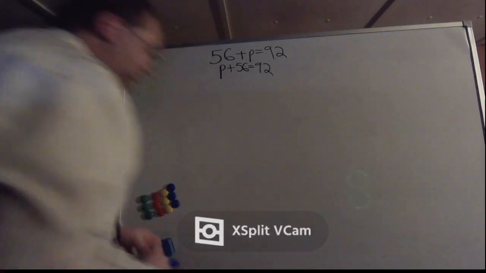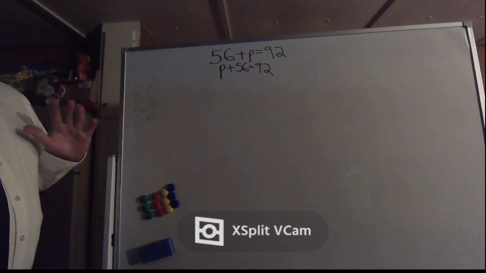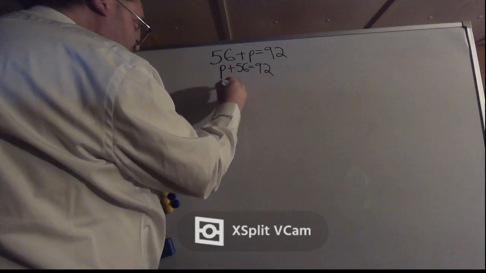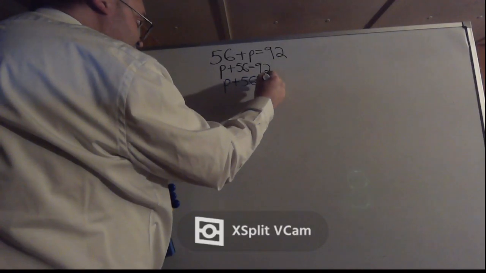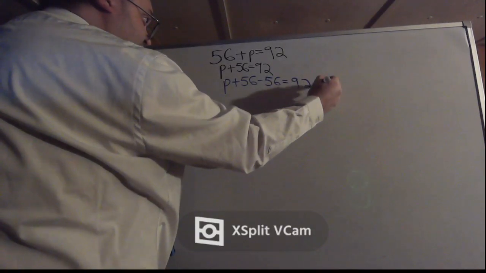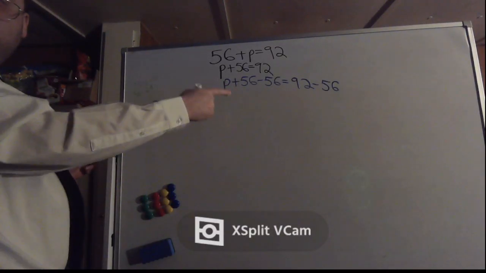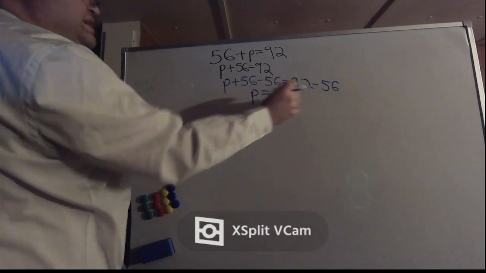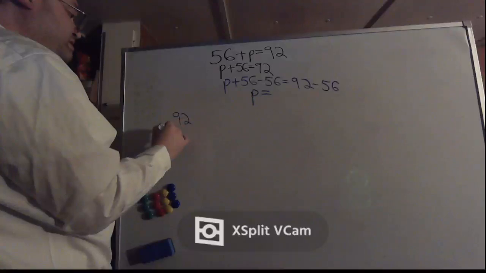Now, again, we want to get the P by itself, correct? How do we get that? You would subtract 56. So P plus 56 minus 56 equals 92 minus 56. Well, 56 minus 56 is 0. You'll get P by itself. Now we need to figure out what is 92 minus 56. So go ahead and work out your subtraction problem on the side.